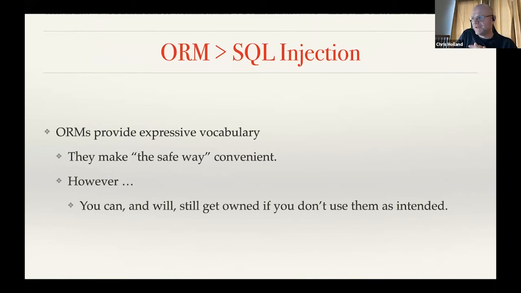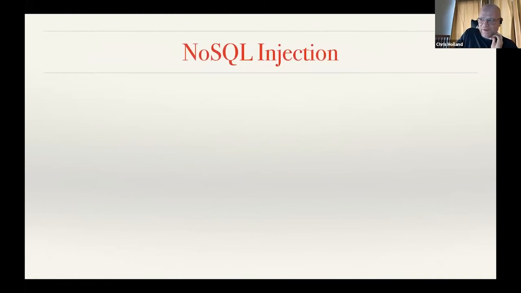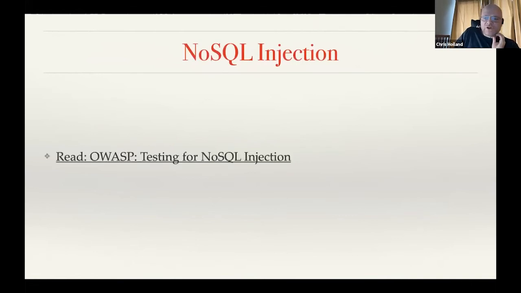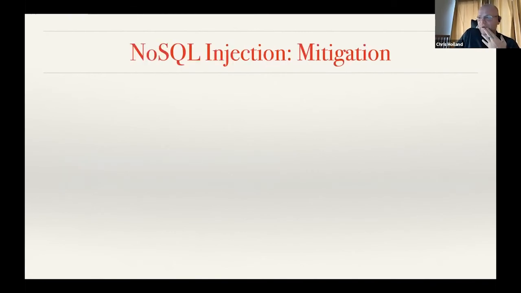So, all right. Now let's look at NoSQL injections, because yes, NoSQL can also get injected in some exotic ways. I have a link here, again, to another OWASP resource for testing for NoSQL injection. So when you get the PDF, you can just click on that and you will go to OWASP's excellent site on that. I have an article here about hacking Node.js and MongoDB, so you can check it out as well.